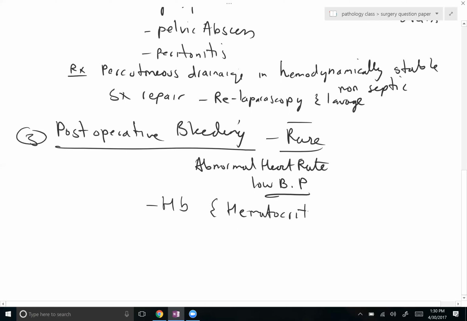Next is the major one that the examiner wants you to know, which is ileus. We call it post-operative ileus.